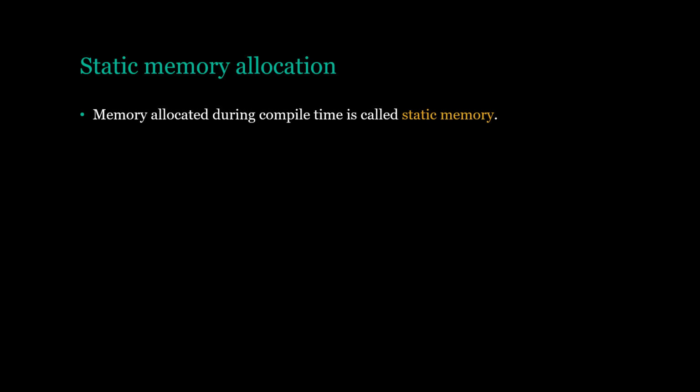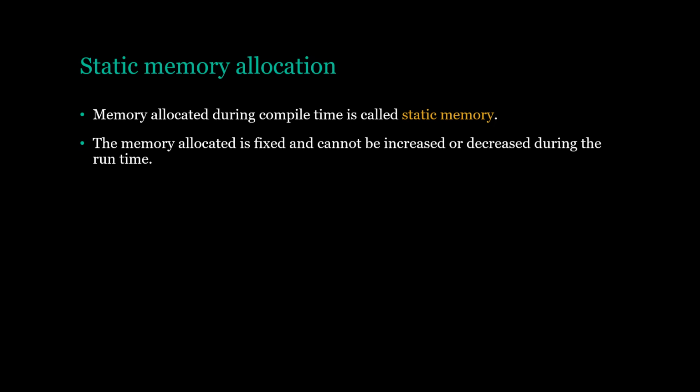First, we will discuss static memory allocation. Then we will move to dynamic memory allocation. Memory allocated during the compile time is called static memory. It should be very clear that the memory allocated during the compile time, or the time when the programmer is creating the program, is called static memory.